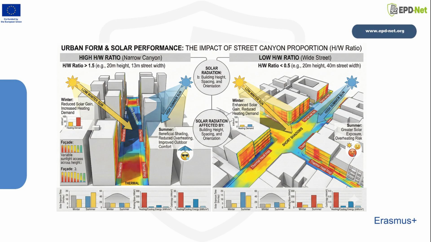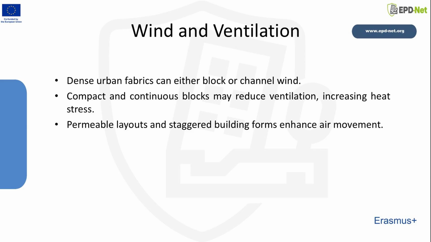Therefore, solar performance in dense environments depends not only on how much we build, but on how we configure urban form in relation to climate. Wind and ventilation are highly sensitive to urban density and spatial configuration. Dense urban fabrics can either block wind or channel it, depending on how buildings are arranged. Continuous and compact blocks often reduce airflow, creating stagnant air zones and increasing heat stress, especially during warm periods.